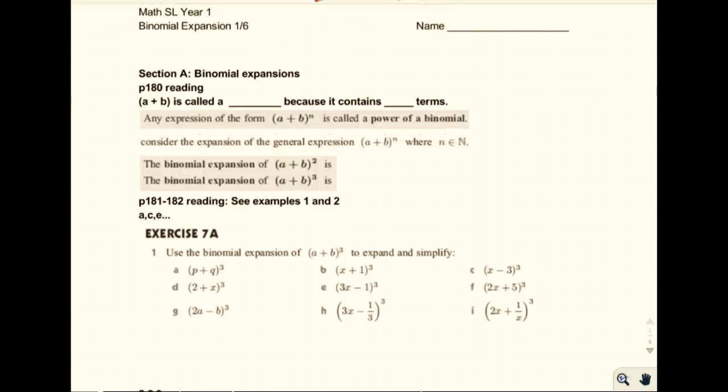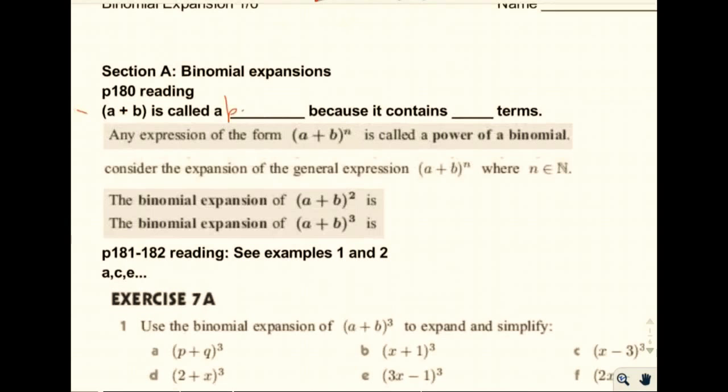Here's the first problem set for binomial expansion. A plus b is called a binomial because it contains how many terms? Two terms, okay? Any expression of the form a plus b to the n is called a power of a binomial.